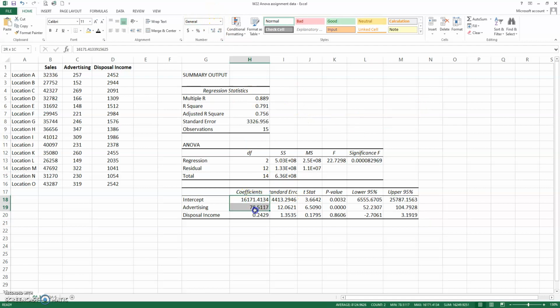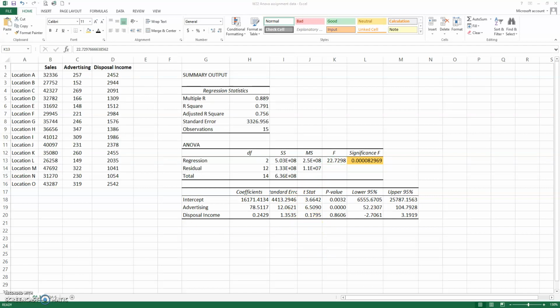So here is our regression equation, the intercept with the slope for each of these independent variables. We know it's significant. Overall, the model using advertising and disposable income to predict sales in various locations is significant, because this value here is really small. That value is less than 5%. We could find the critical value of F as well. We're familiar with that process.